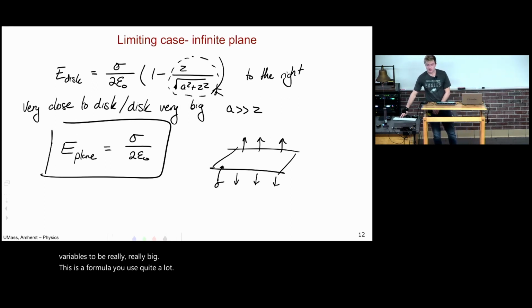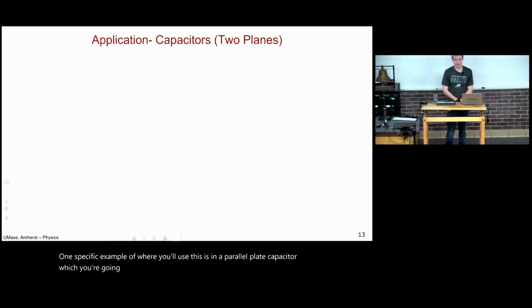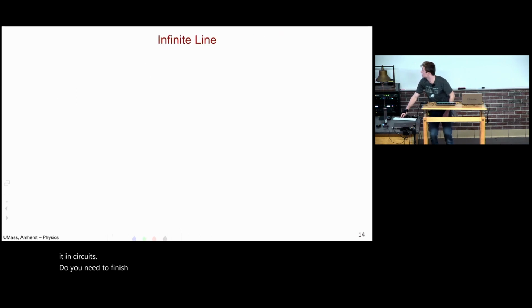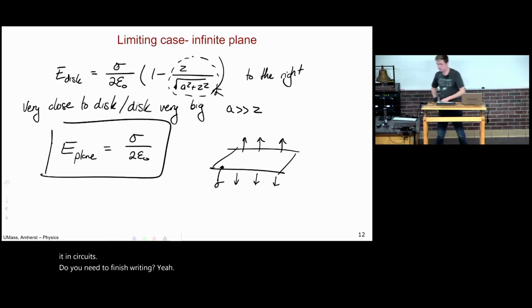One specific example of where you'll use this is in a parallel plate capacitor, which you're going to learn to hate over the course of the course when you use it in circuits. Oh, do you need to finish writing? Yeah. Oops. There you go.